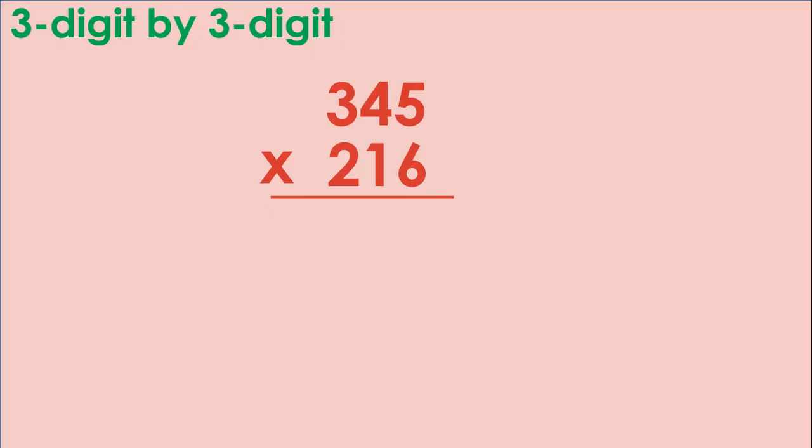Now let's multiply. We're going to be multiplying this 3-digit by 3-digit number. Always start by multiplying in the ones place. So we're going to be multiplying 345 times 6. Let's start by multiplying 6 times 5, which is 30. We have a 0 in the ones place, carry the 3 to the tens place.